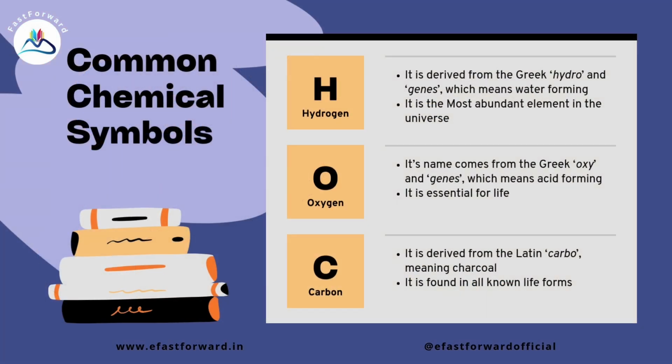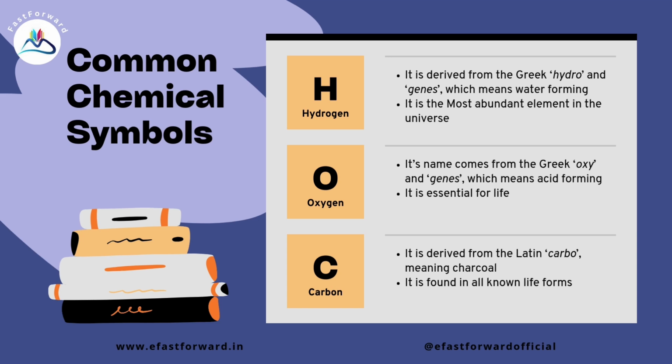Common chemical symbols. H means hydrogen, it is derived from the Greek hydro and genes, which means water forming. It is the most abundant element in the universe. O means oxygen, its name comes from the Greek oxy and genes, which means acid forming. It is essential for life.